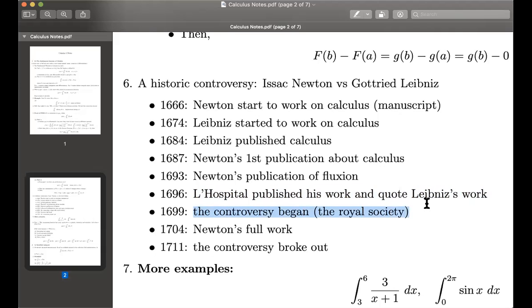The controversy began in the Royal Society, the Academy. Within the next 5 years, Newton tried really hard to publish all his work because he wanted to take the credit. He said, I need to work fast and show everybody I invented this. They all had friends. Some people took Newton's side, some took Leibniz's side. Finally, in 1711, they went to court, the court in the Royal Society again. And Isaac Newton actually won the trial.